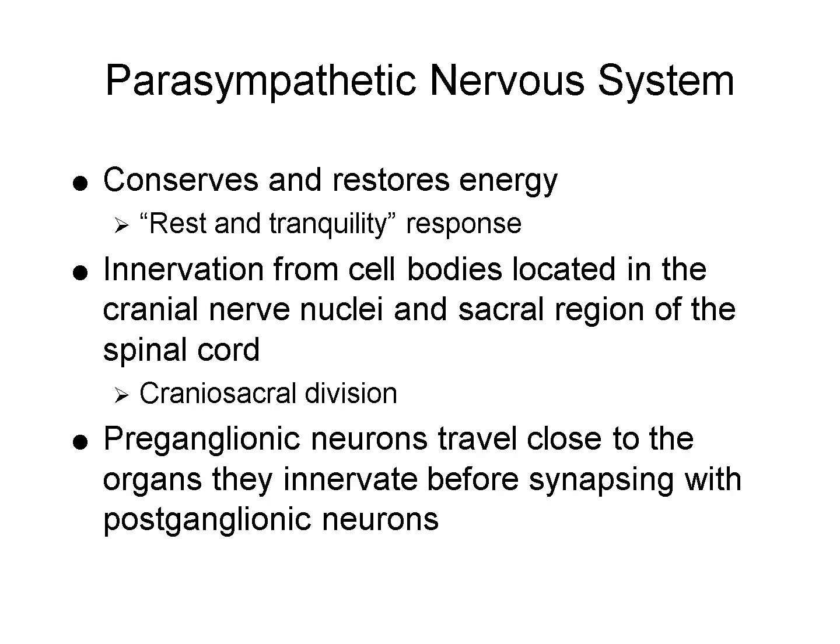In contrast, the parasympathetic nervous system promotes rest and digest functions. It originates in the craniosacral regions: the cranial nerves and the sacral spinal cord. Preganglionic neurons travel close to the organs they serve before synapsing with postganglionic neurons. This system lowers heart rate, enhances digestion, and conserves energy.